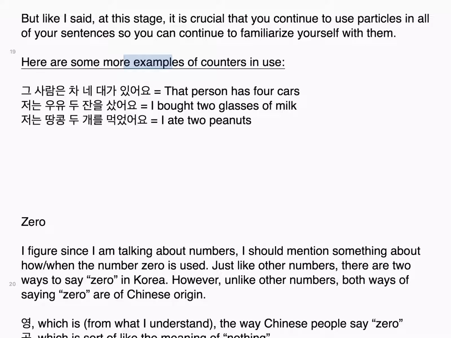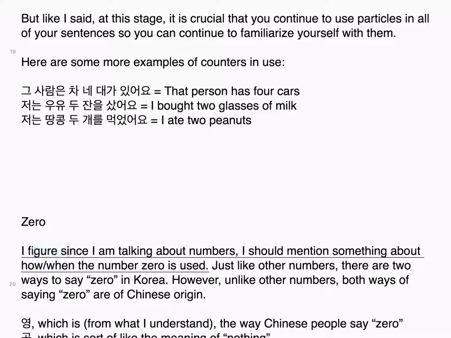Here are some more examples of counters in use. 그 사람은 차 4대가 있어요. That person has 4 cars. 저는 우유 2잔을 샀어요. I bought 2 glasses of milk. 저는 땅콩 2개를 먹었어요. I ate 2 peanuts.